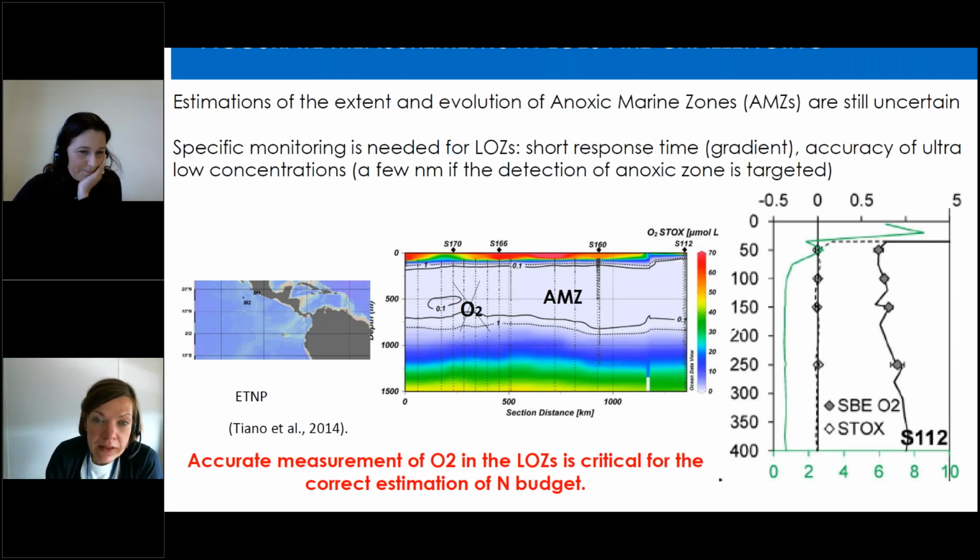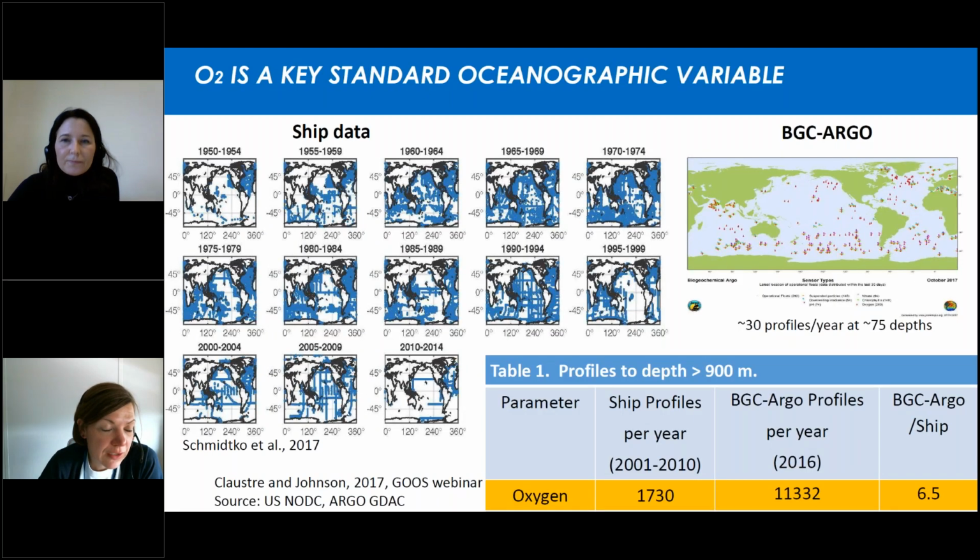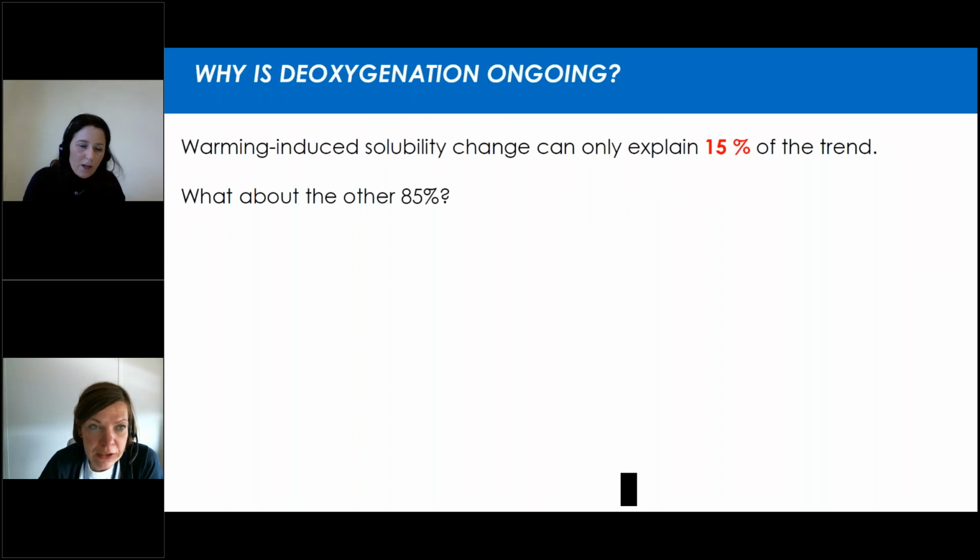Yes. Another very interesting question, I think, from David Barnes is, in the beginning you said that warming-induced solubility changes only account for 15% of the apparent decrease in oxygen. So what is the calculation behind, and how is this determined? I don't remember exactly how it was determined, this percentage of change.